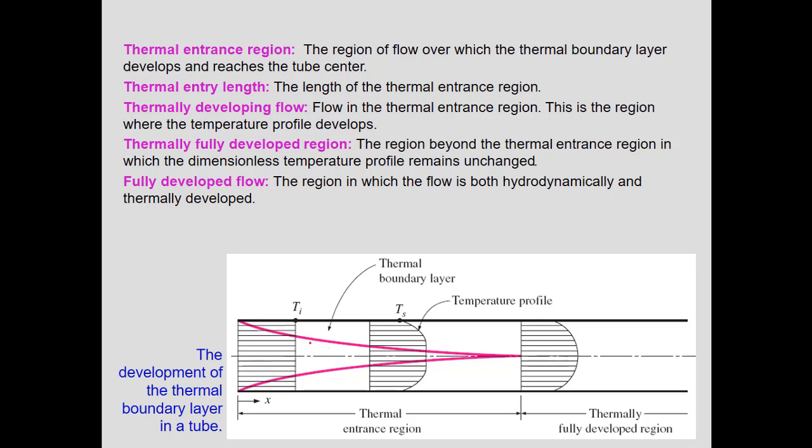So again, we have different regions for this. Thermal entrance region, which is the region of flow over which the thermal boundary layer develops and reaches the tube center. All of this is the thermal entrance region. All of these you can see in the figure here. Thermal entry length, the length of the thermal entrance region. This one, thermal entrance region, up to here, is where the temperature profile is changing and not fully developed. Thermally developing flow is the flow in the thermal entrance region, where the temperature of the flow is changing to reach a constant profile.